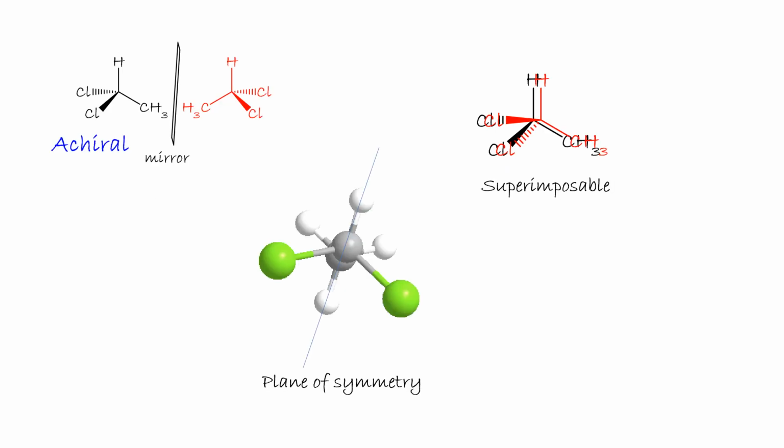Now this molecule, when you have carbon carrying two identical groups, okay, this is a mirror compound, but if you rotate it 120 degrees, they will be superimposable. Okay, and you can see in that molecule a plane of symmetry. So if you have a plane of symmetry, you have an achiral molecule, which means that this molecule with its mirror image will be superimposable.